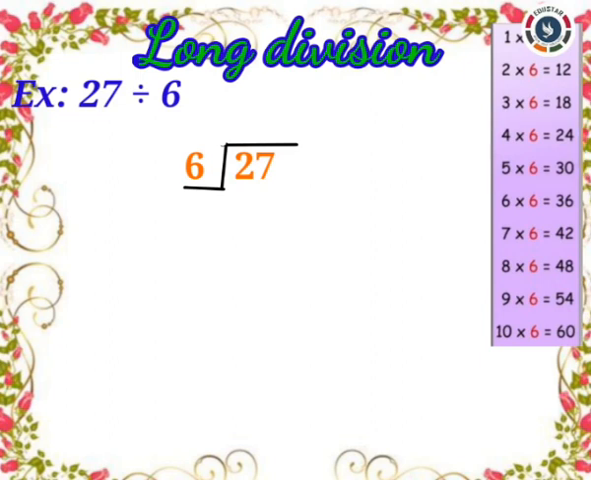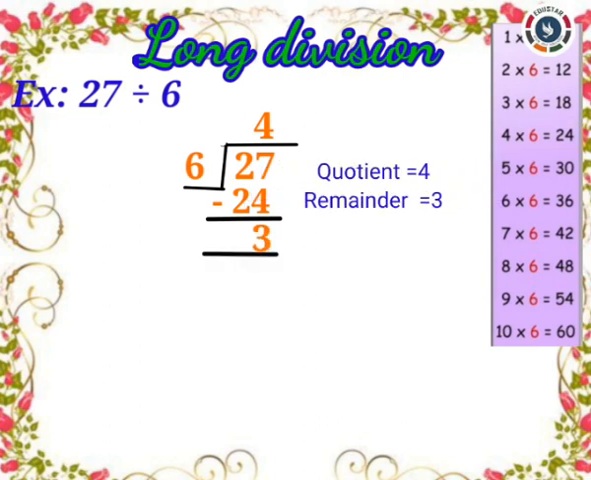Which one we have to take? Yes, 24. How many 6 make 24? 4 6 are 24. So write 4 above the dividend in one's column, 24 below the dividend. Now subtract 24 from 27. We got 3. Quotient is 4 and remainder is 3.